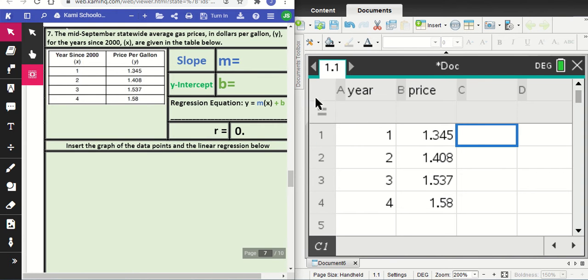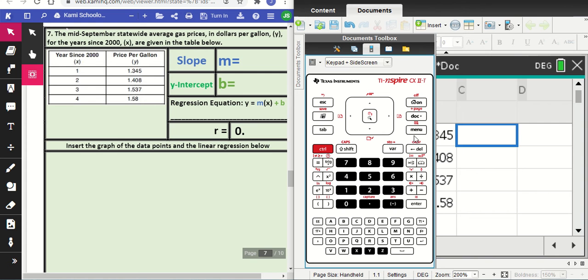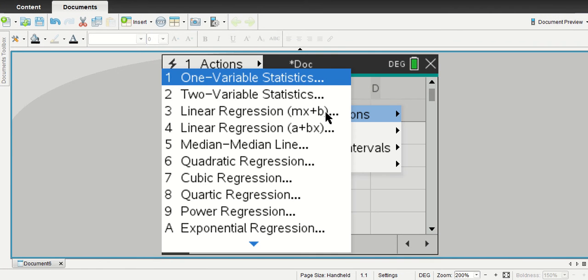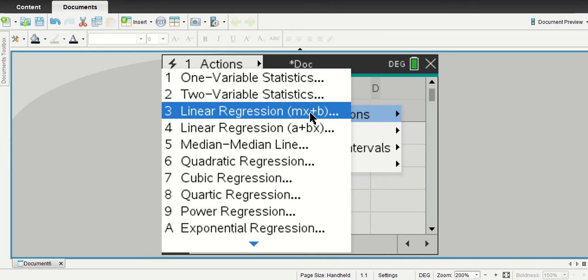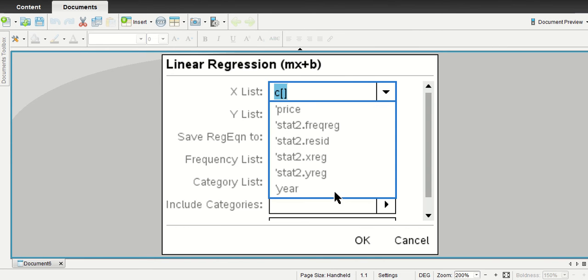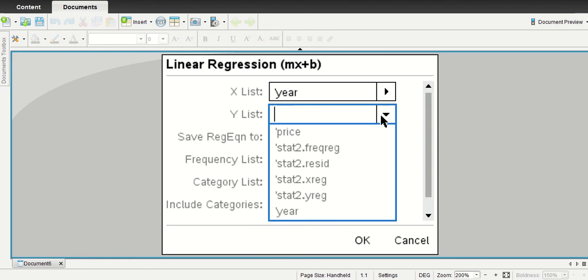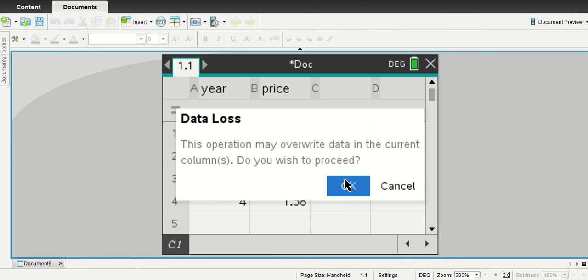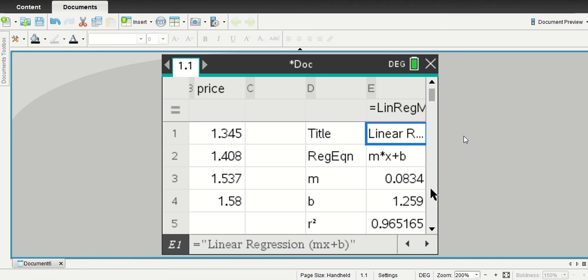Now, menu, statistics, stat calculation, and we're running a linear regression in MX plus B form. Our domain is the year. Our range is the price. Say OK. And there is our regression.